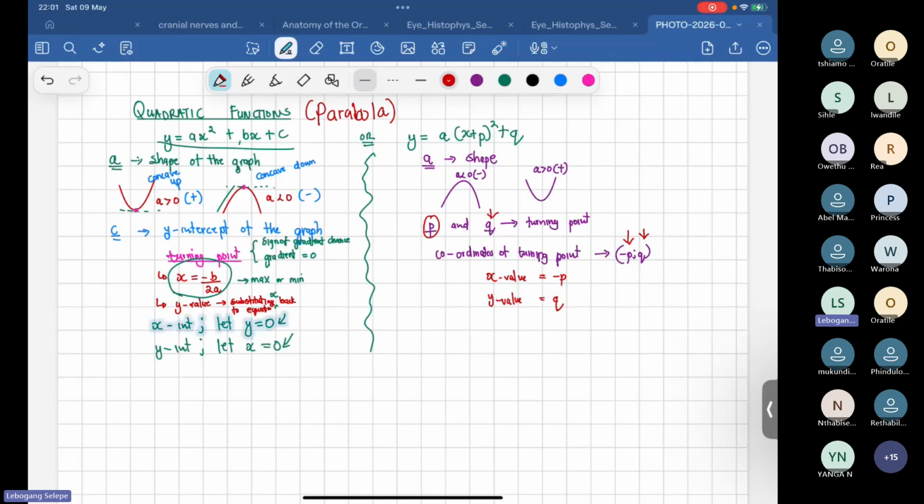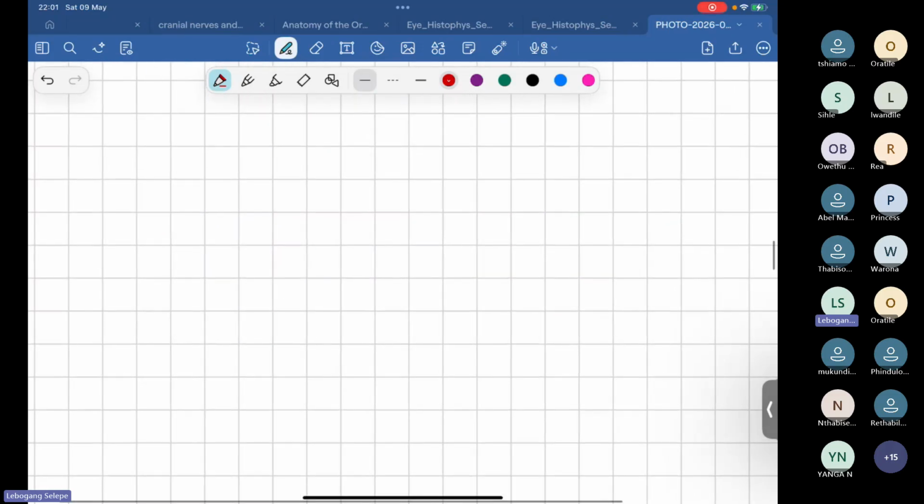So our focus right now, I'm thinking, should be on determining the equation, so that I can see if you are comfortable with that. Once I can see that you're comfortable with determining the equation, then we can move on to other things like finding the coordinates of this and that. So now let's make an example.